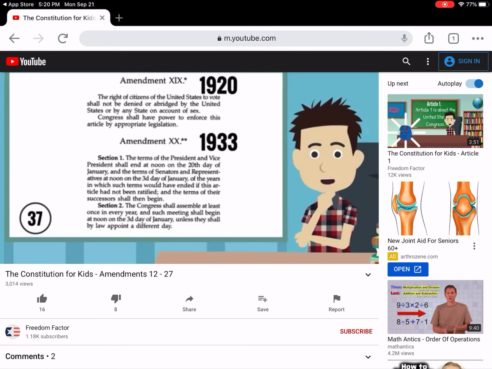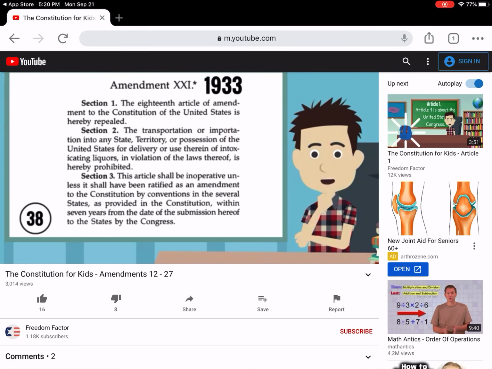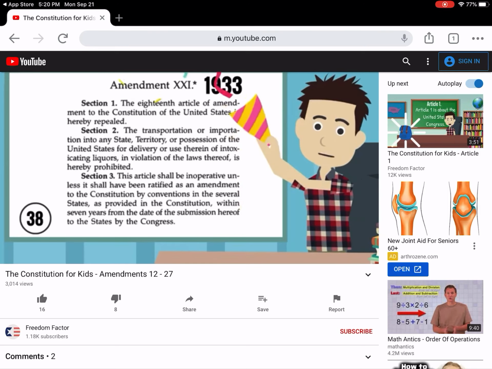Now, if you turn the page, you're going to see we're staying in the same year. Amendment 21 was also written in 1933, so write 1933 there. Beautiful. Good writing. Now, let's take a look at page 39.